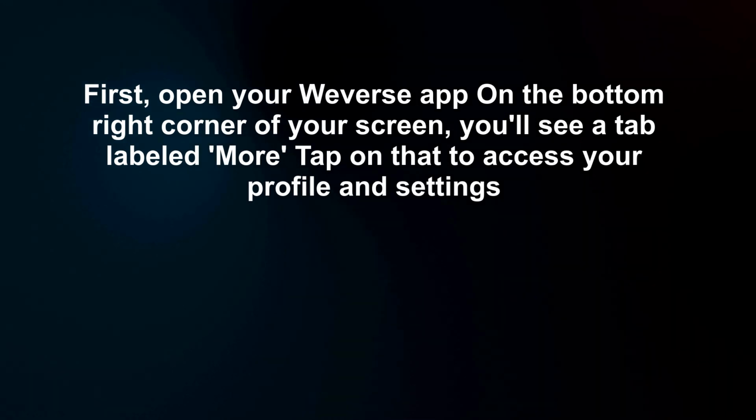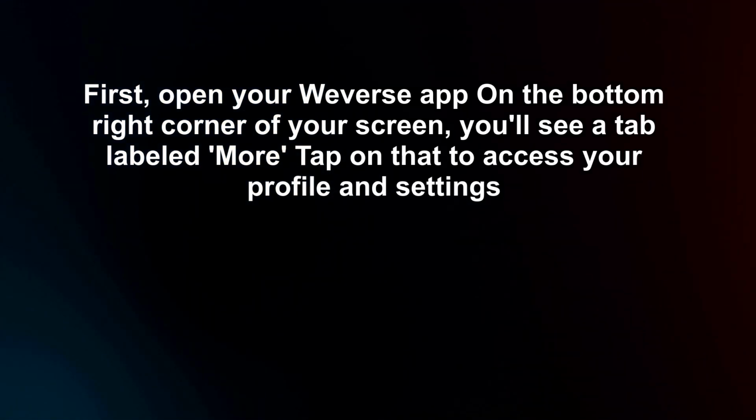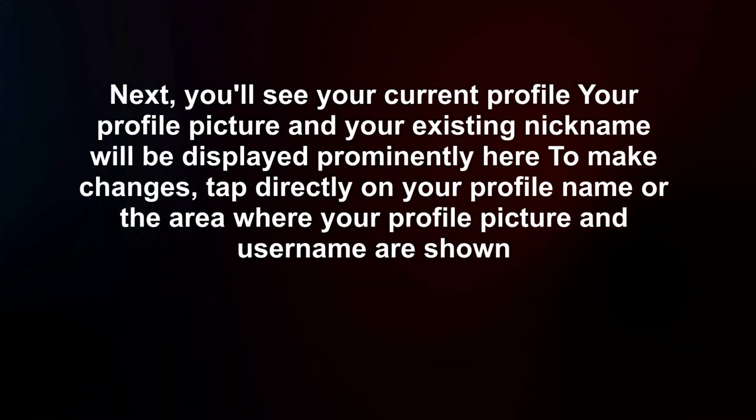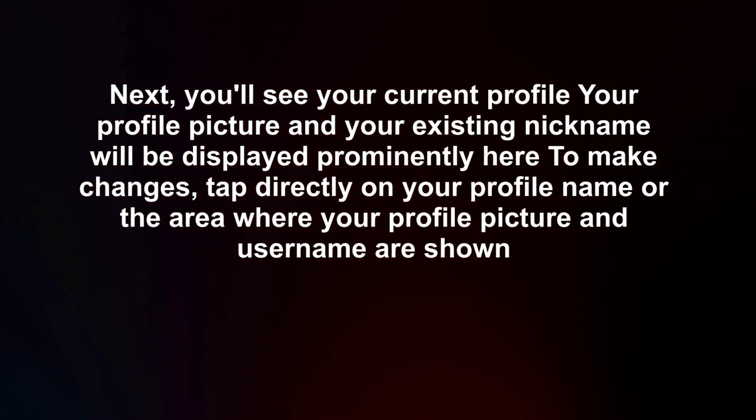On the bottom right corner of your screen, you'll see a tab labeled More. Tap on that to access your profile and settings. Next, you'll see your current profile. Your profile picture and your existing nickname will be displayed prominently here.